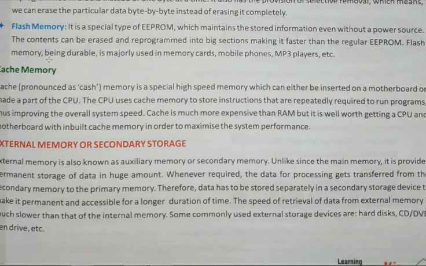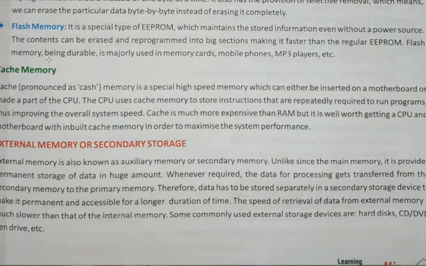Next is cache memory, basically pronounced as cache. Sometimes the dealer tells you that you don't have that inbuilt in your CPU. Sometimes it is inbuilt in our motherboard or CPU. Why is cache memory there? Cache memory is used to store instructions that are repeatedly required to run programs.